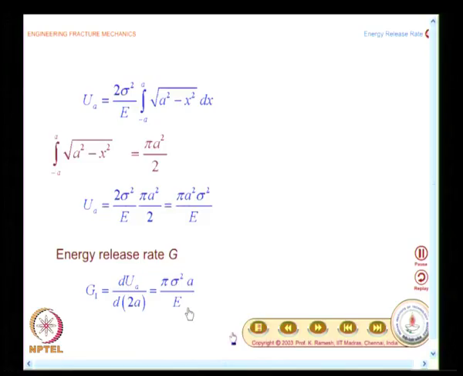See, for this specific problem, we also know the analytical expression for K. What is the analytical expression for K? It is sigma root pi a. Can you find out an interrelationship between G and K with this? G equal to K squared by E, that is all, as simple as that. But we have done it for a specific problem here.